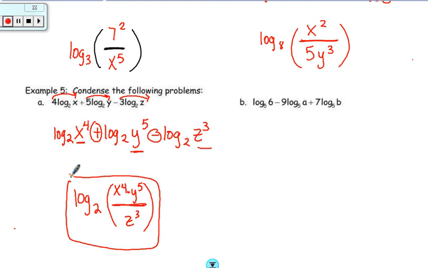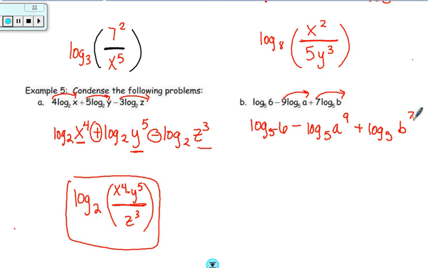Okay. Last one. Log base 5 of 6 minus 9 log base 5 of a plus 7 log base 5 of b. Bring the 9 up. Log base 5 of a to the 9th plus log base 5 of b to the 7th.